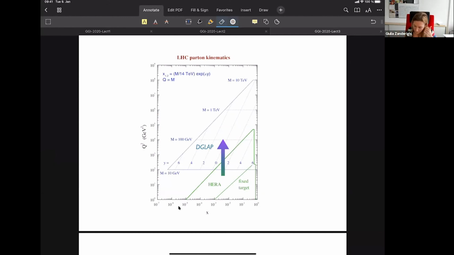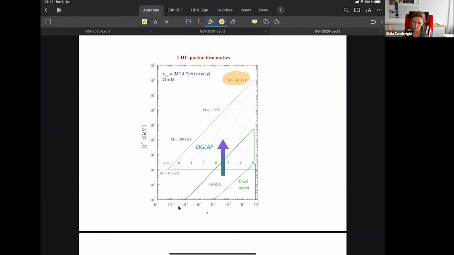Right? The other thing that one can see about this plot is that, of course, if you want to access an object that is more and more massive, so if you go to very high masses, you have to access very large x values, because typically x1 times x2 times the center of mass energy squared has to be equal to the mass squared of the object you want to produce. So the more heavy the object, the more large x is important.